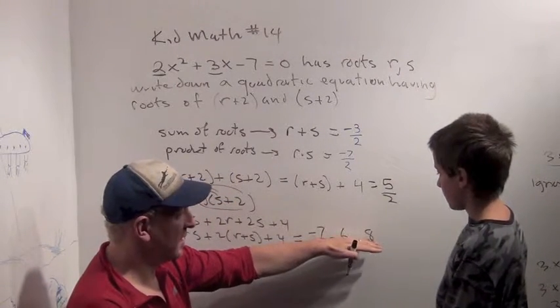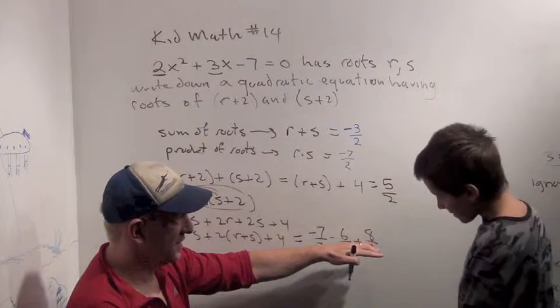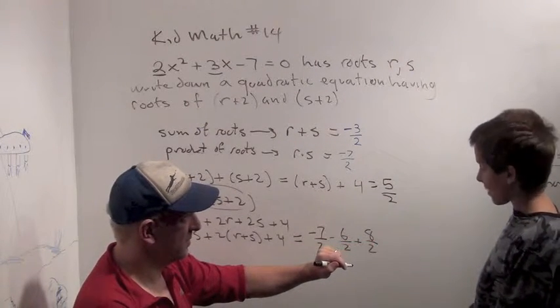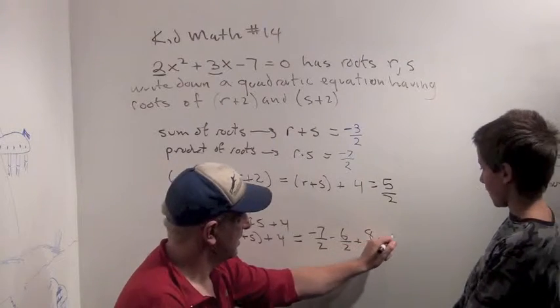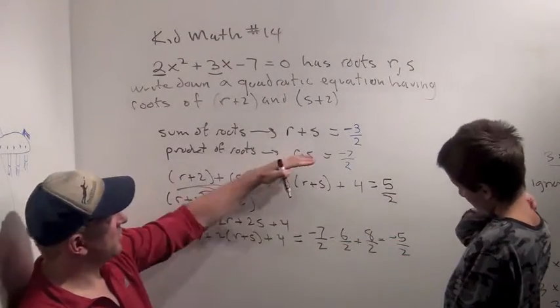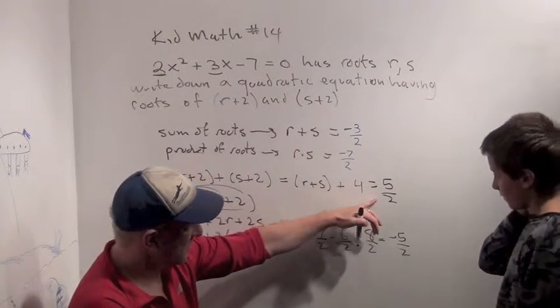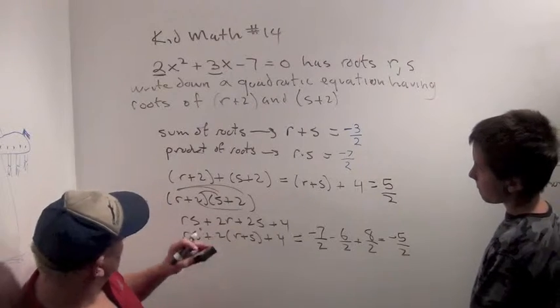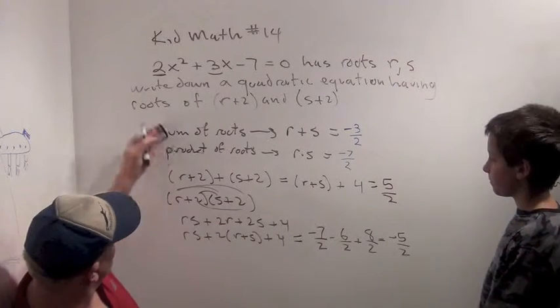What's minus 13 plus 8? It's 5. No, negative 5. Negative 5 halves. Okay, so we know the sum of our new roots is 5 halves, and the product of the roots is minus 5 halves.